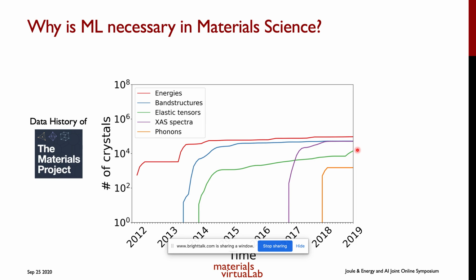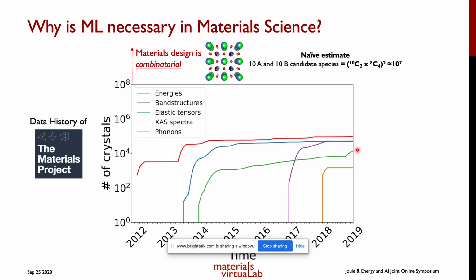Now, the reason why we need machine learning in material science is that, unlike computations, materials design is combinatorial. So when we think about designing a new material, we like to try all the different types of species that can potentially sit in a site, and that process actually generates a very large space of compositions and structures that we have to explore.